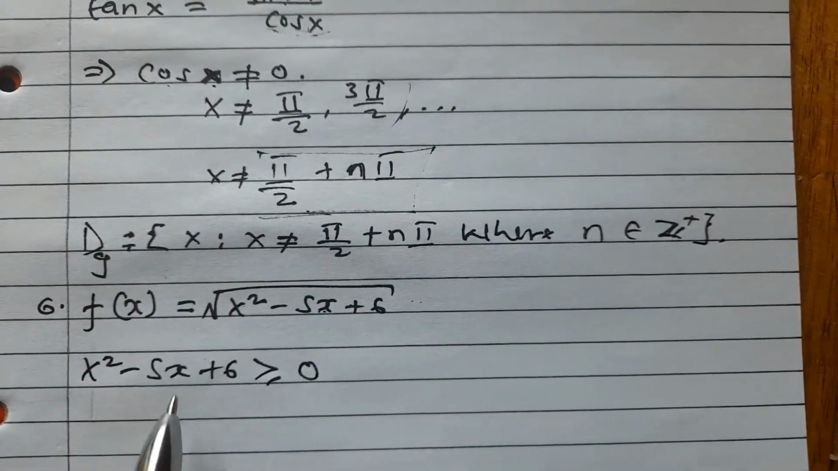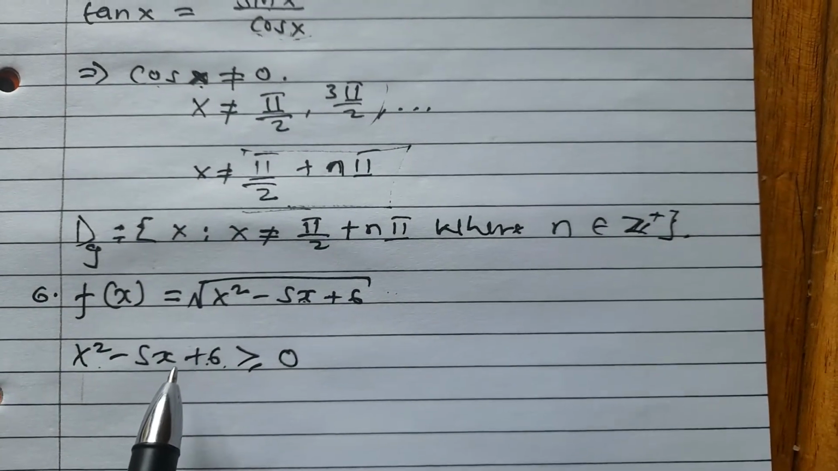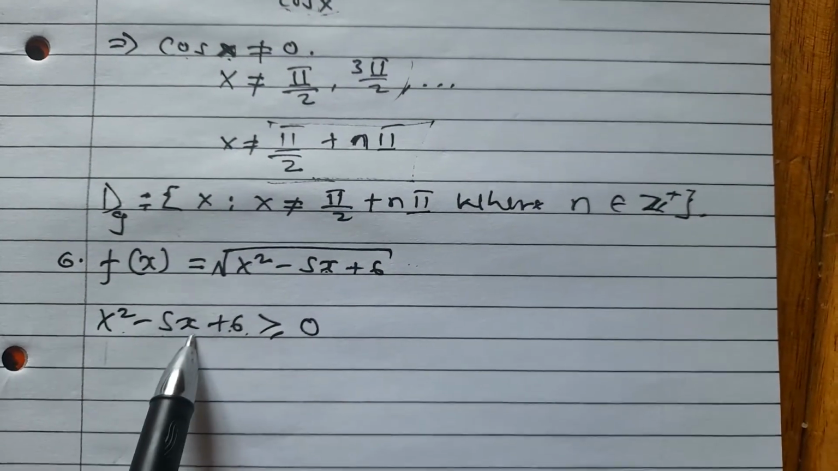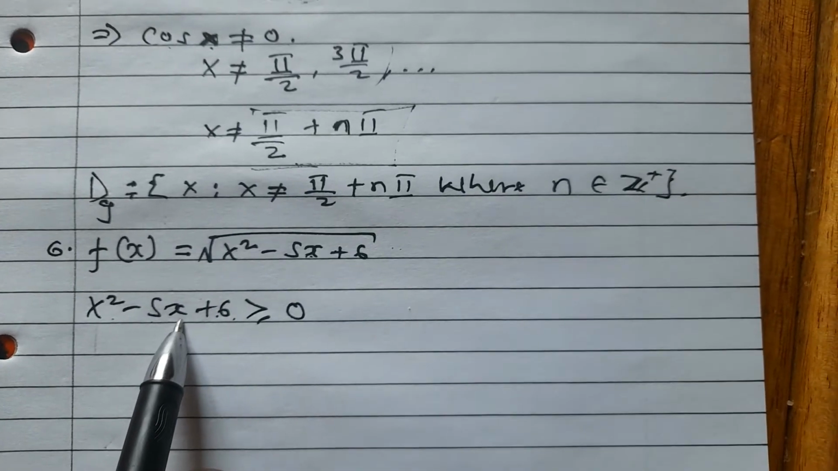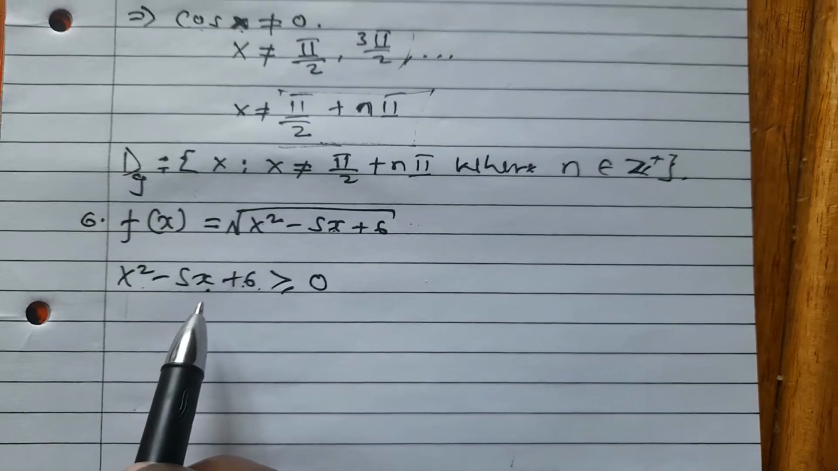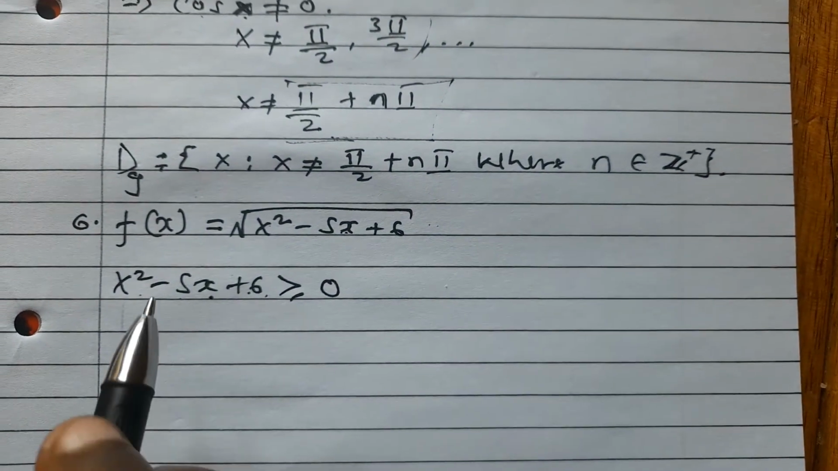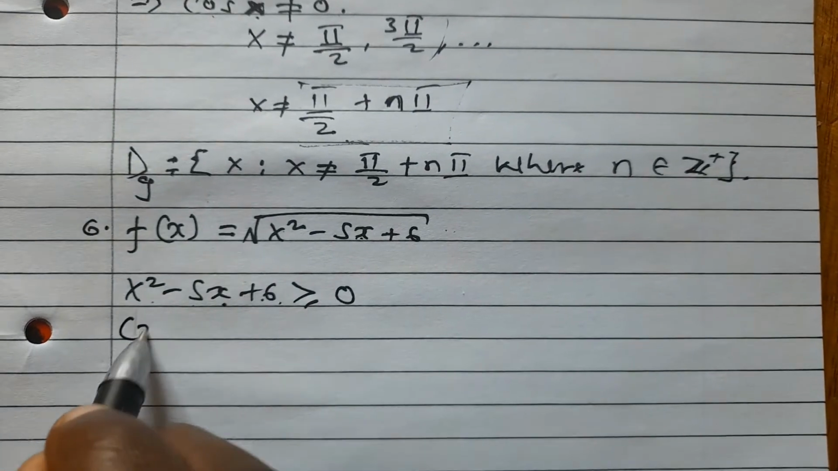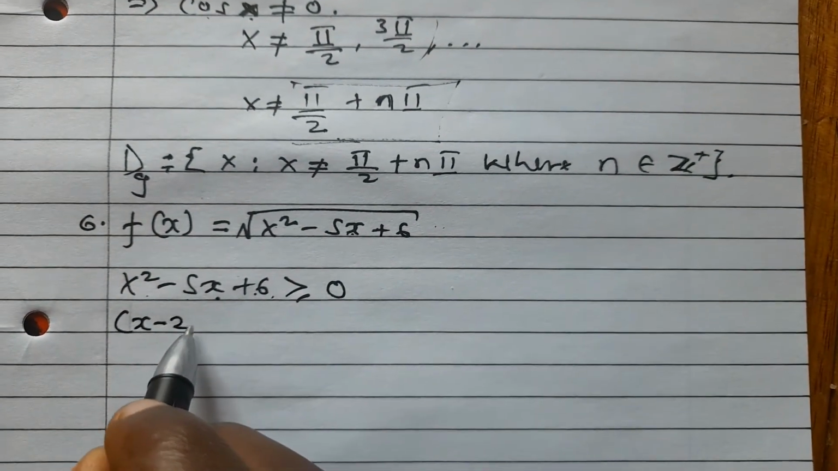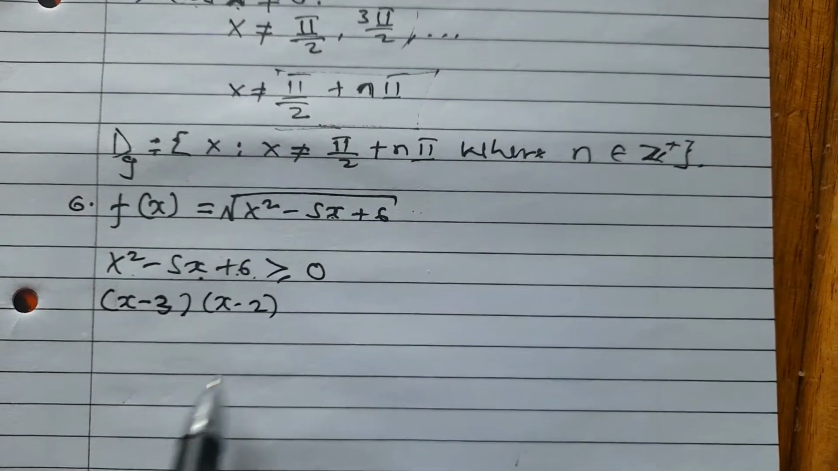We need to have two numbers such that when we multiply them, we get 6x squared, and when we add them, we get negative 5x. These numbers are actually negative 2 and negative 3. So this is as good as saying (x minus 3)(x minus 2) is greater than or equal to 0.